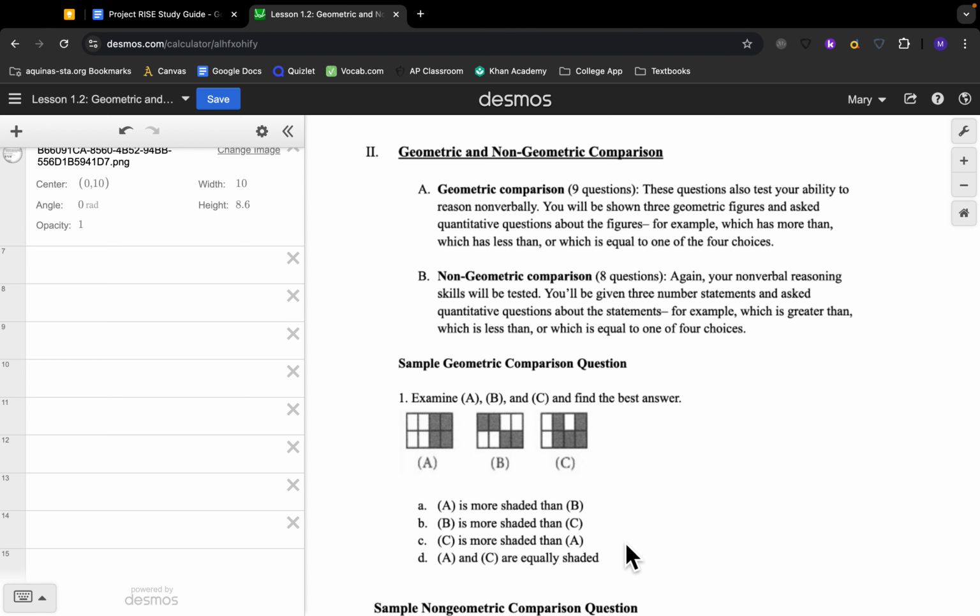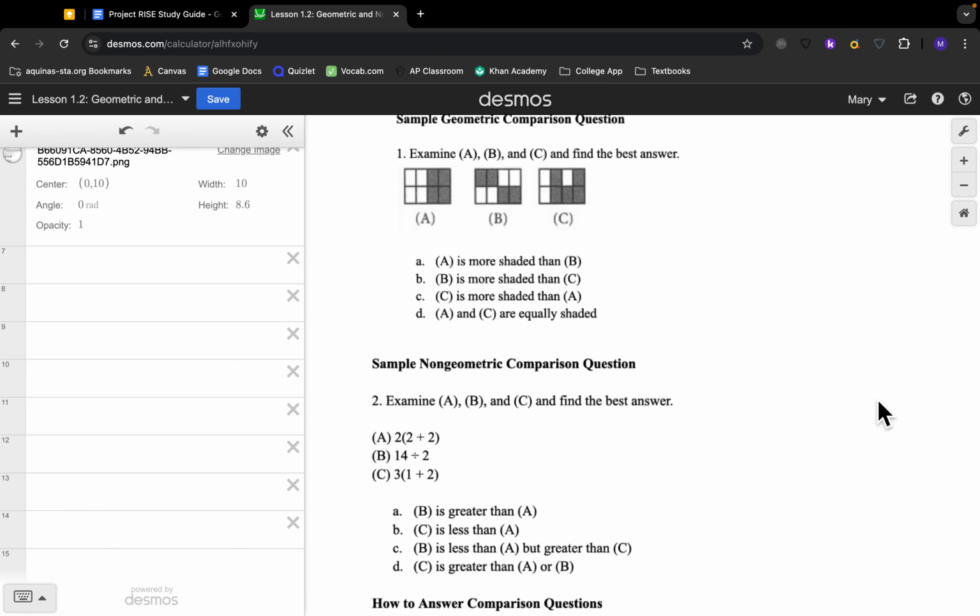So in both these questions, you will either be given 3 geometric figures, or you'll be asked to draw 3 geometric figures, or you'll be given 3 number statements, and you're going to be asked quantitative questions about the statements or figures. It's usually going to be asking you which one's bigger than, greater than, less than, etc.